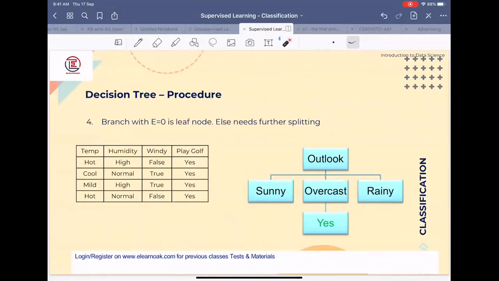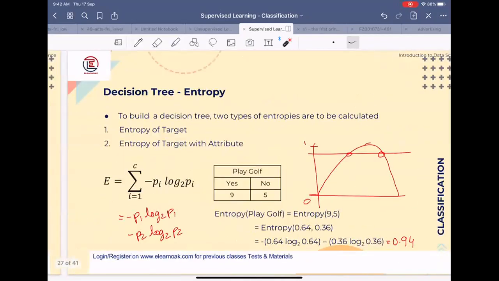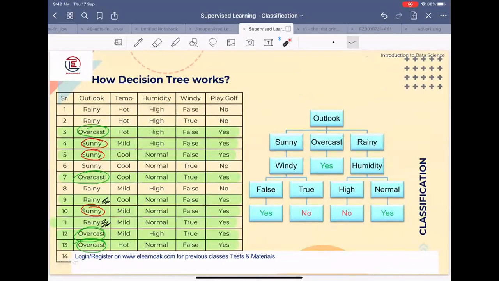Once we have outlook, we say outlook has 3 options: sunny, overcast, or rainy. Let me show you an example of overcast. I take all the data that is pending. That means I go back to my original data. From this data, we will only choose those rows which have overcast. So 1, 2, 3, and 4. These 4 rows will now be the candidates left at this point.